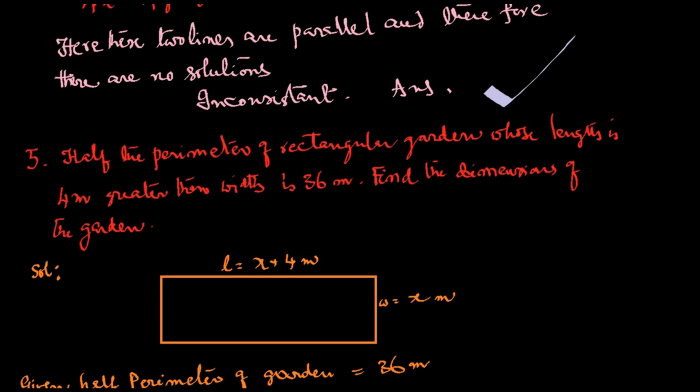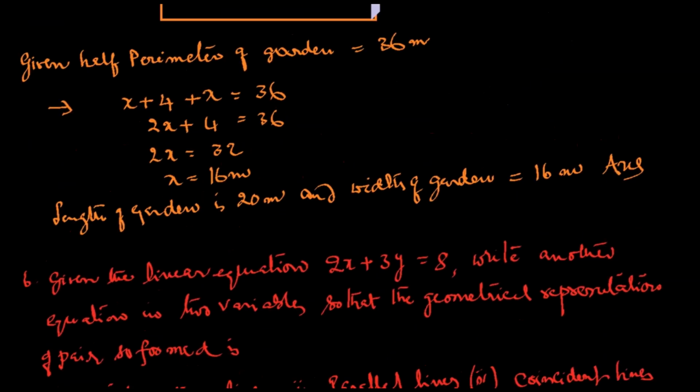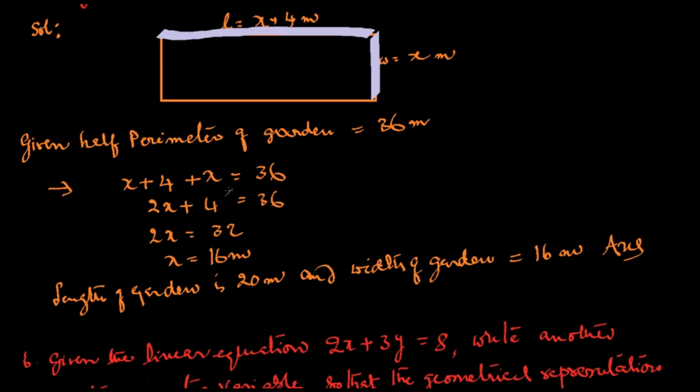half the perimeter of the rectangular garden is 36 meters, and its length is 4 meters greater than its width. Find the dimensions of the garden. So if you say width is x meters, the length is x plus 4, that is given. Area in terms of x is... area, we don't want area. We want only half the perimeter. So you add x plus 4 plus x is 36. That means 2x plus 4 is 36, x is 16 meters. Answer.